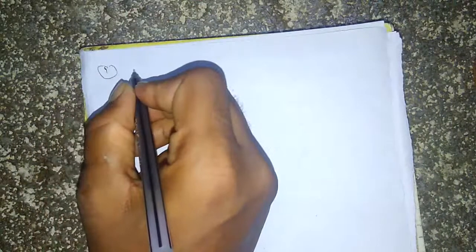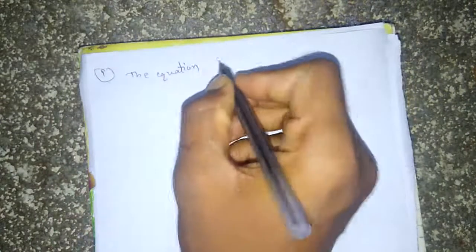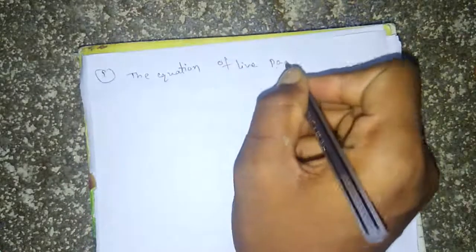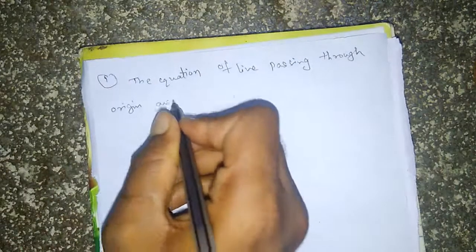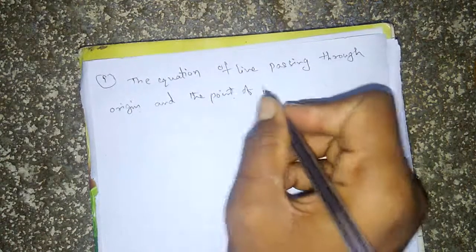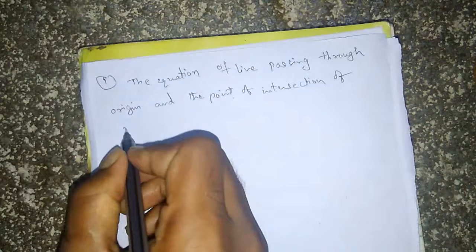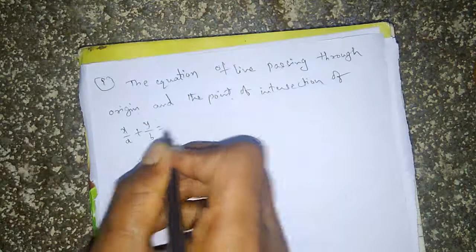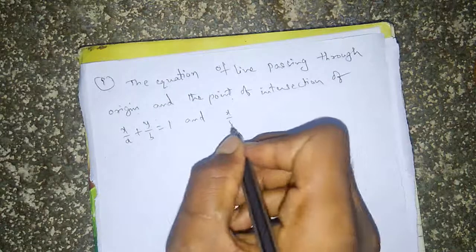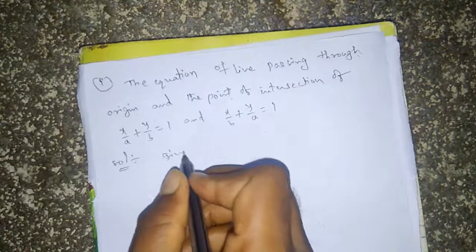Next problem is, the equation of the line passing through origin and the point of intersection of x/a + y/b = 1 and x/b + y/a = 1.